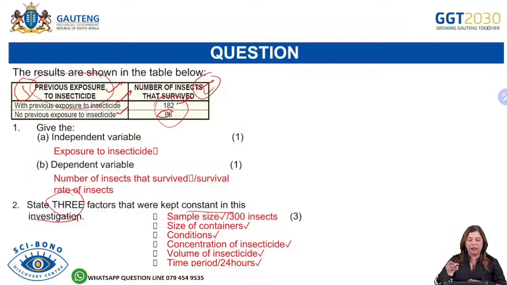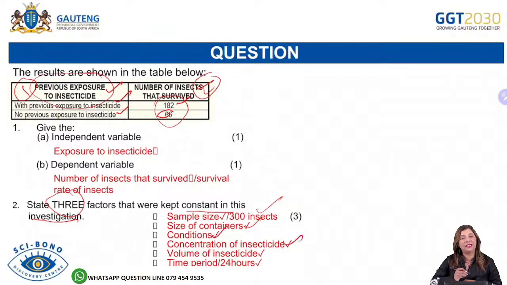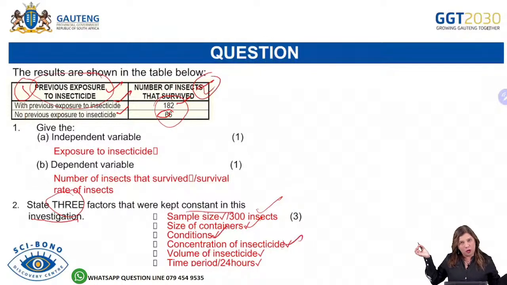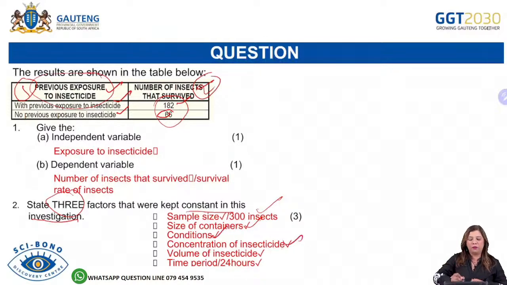If you remember correctly, it was the sample size where they used 300 insects. They didn't put 300 insects in one and 400 in the other, because that would influence the investigation. The size of the containers are the same. The conditions were the same. The concentration of the insecticide was the same. So if they sprayed 70% concentration of insecticide in the one container, they can't spray 100% concentration in another container, because that's not going to keep it constant. Then it's not the same experiment that they're conducting on both. The volume of the insecticide and the time period, 24 hours.